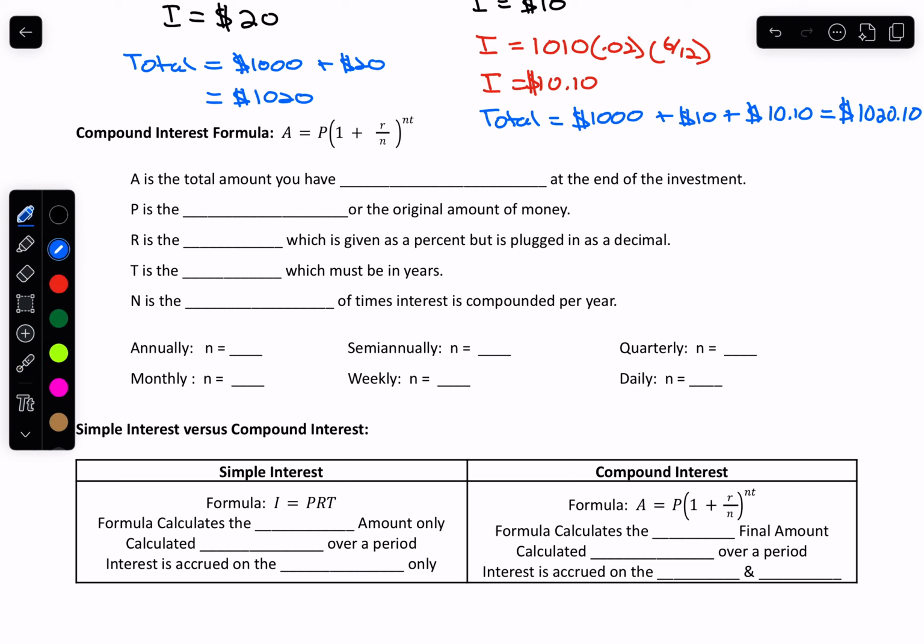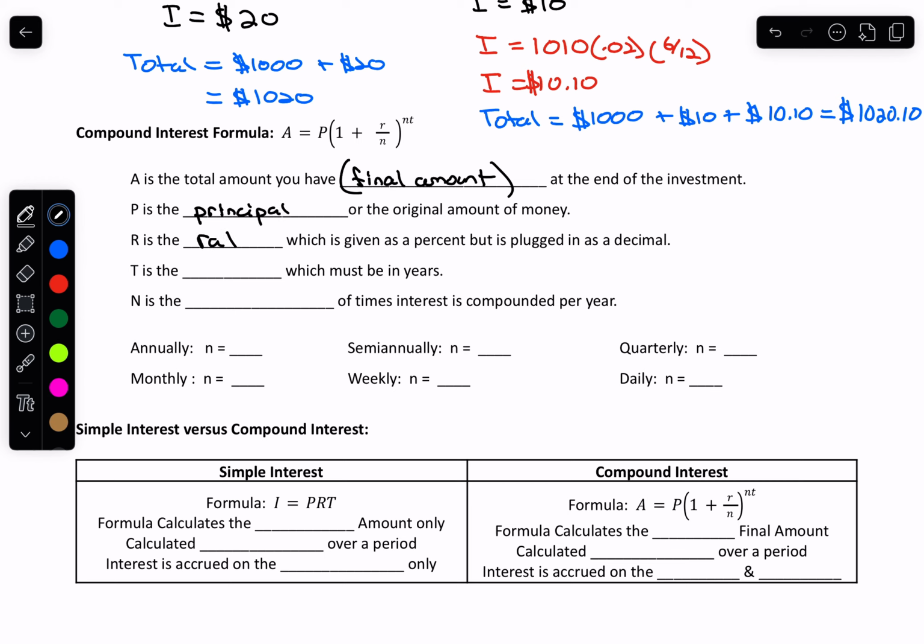All right, so we have a few pieces to this. Some of them are going to feel very familiar. A is the total amount you have, or the final amount at the end of the investment. So at the end of our investment, we end up with A. P is the principal, just like it was before. That's the amount you're investing.